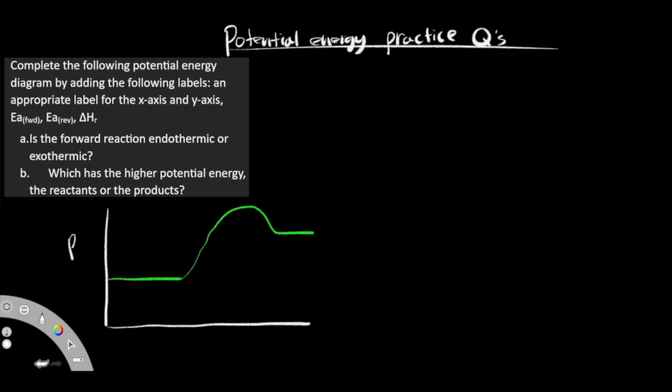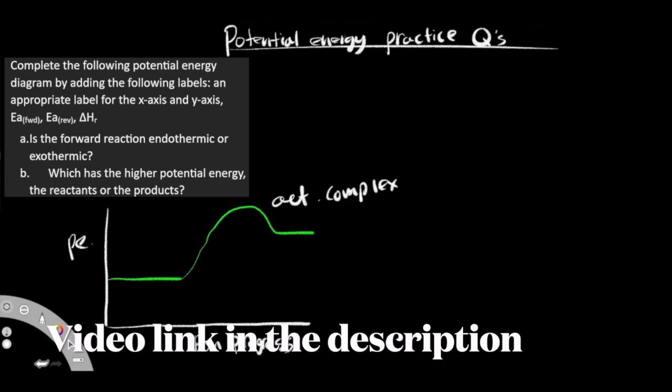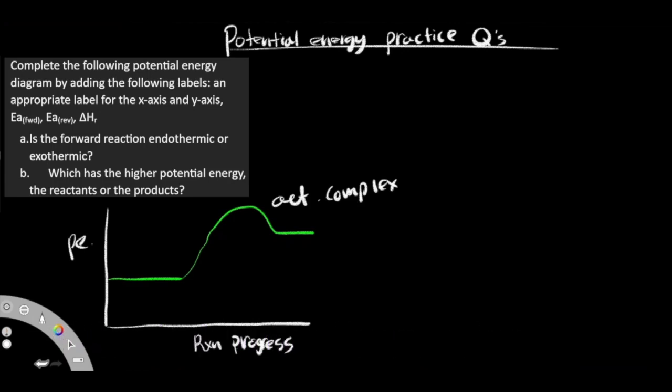Our potential energy is going to be on the very side, on the Y-axis, and then our reaction progress is going to be on the X-axis. Next, the activation energy for the forward and activation energy of the reverse. You should know by now that those are always in reference to the activated complex. See the previous video on collision theory, as well as the activation and potential energy videos that go into detail about this.